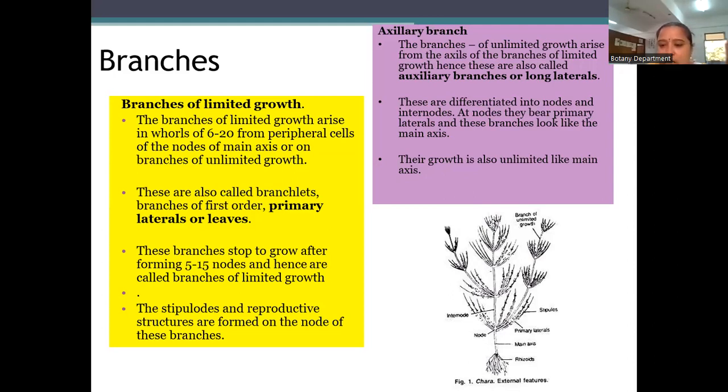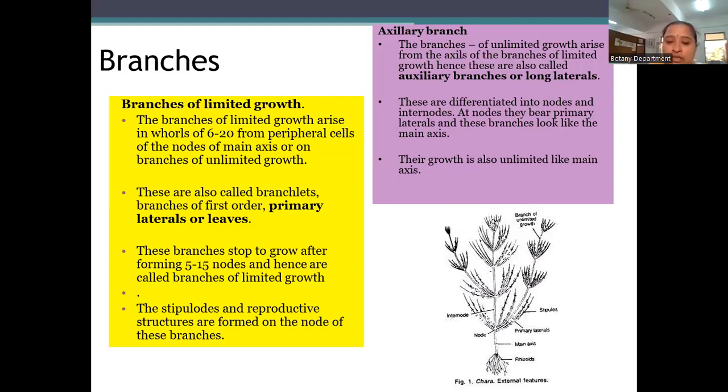You can observe the branches of unlimited growth and limited growth are also found in nodes and internodes. Each branch has nodes and internodes. Listen carefully here: one node of each branch bears sex organs and secondary laterals. What are the secondary laterals? Stipules, bracts or stipulates, which are developed in the limited growth.